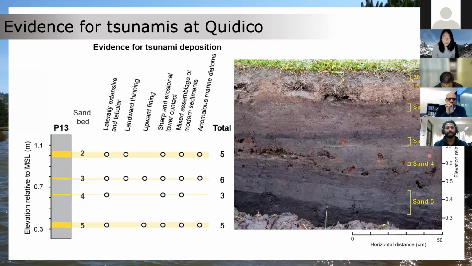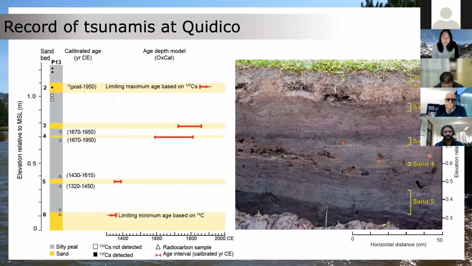And so what we found then, trying to put together the timing of these tsunami sandbeds, is that we conducted interviews with residents of Quirico to confirm that superficial sandbed 1 was deposited by the 2010 tsunami. To confirm that sandbed 2 was deposited by the 1960 tsunami, we collected sediments from above, within, and below sandbed 2 for cesium-137 analysis, as shown by the boxes in the stratigraphic figure.